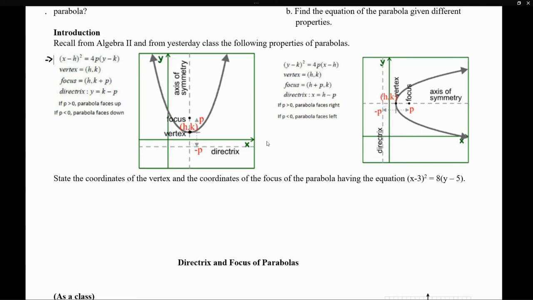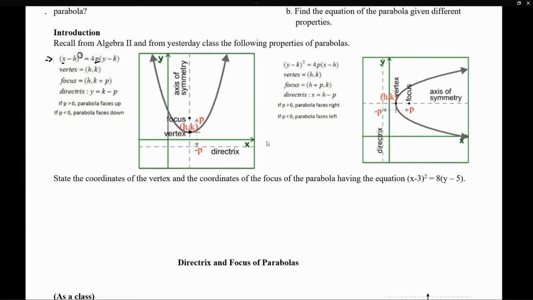Since it's facing in a vertical manner, either up or down, I know that my x value is the one that is being raised to the second exponent. And since it is facing upwards, I know that my focal distance will have a positive value. Now, h and k will always represent the vertex.